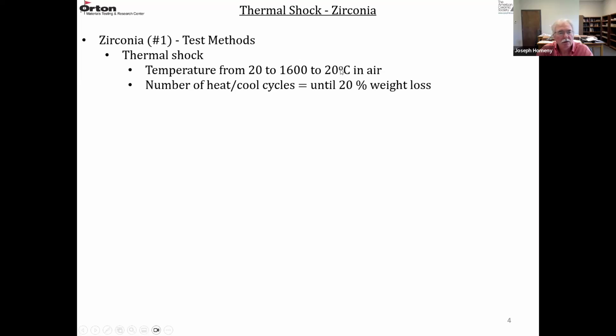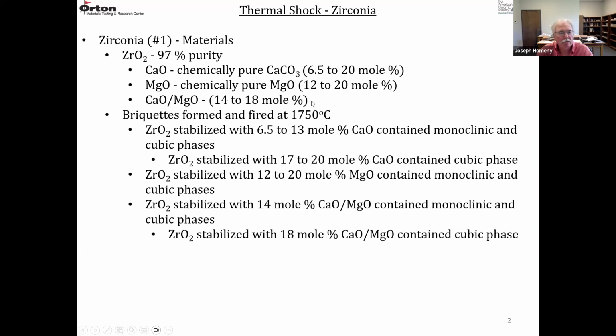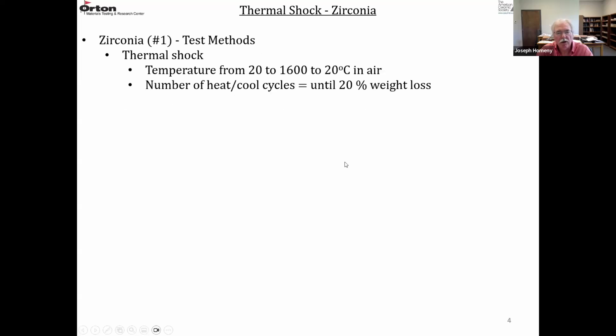I don't think the sample size was specified in this translation, but typically they're following a German DIN test, which is a 50 millimeter diameter cylinder by 50 millimeters high. So it's a cylinder, and it's cycled until you reach a 20 weight% loss. And usually if there's no weight loss, they just stop it at around 30 cycles.